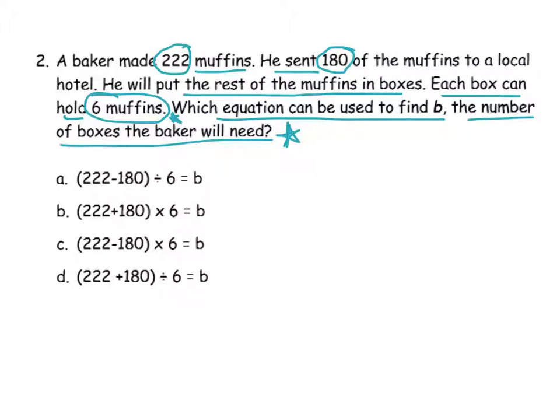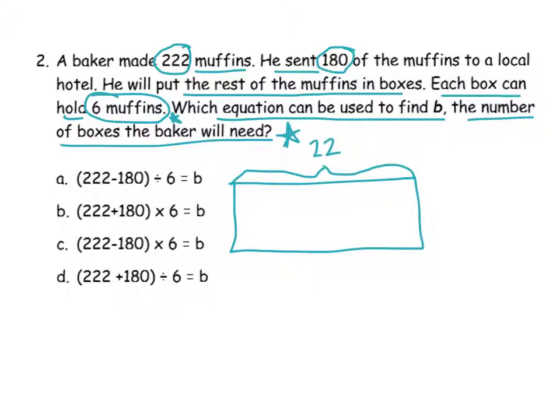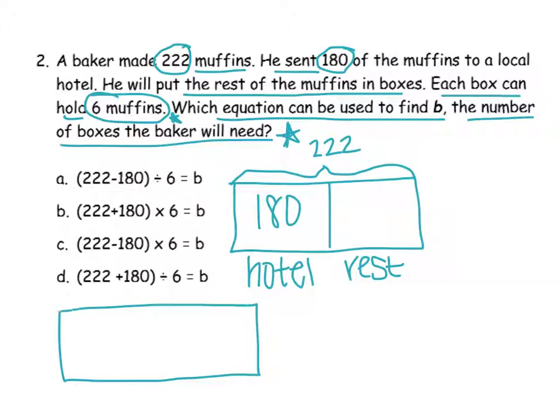So the first thing that I need to do is draw a tape diagram. From the first sentence, I know that he baked a total of 222 muffins. The next sentence tells me that he sent 180 of the muffins to a hotel. So I'm going to write 180 in the first box and hotel underneath. It says that he put the rest of the muffins into boxes. The next sentence says that each box can hold 6 muffins. So I'm going to draw another tape diagram to represent the boxes.